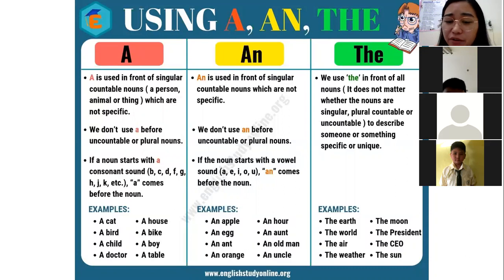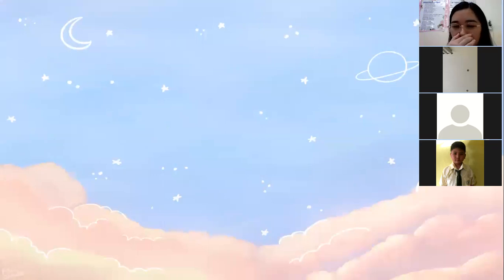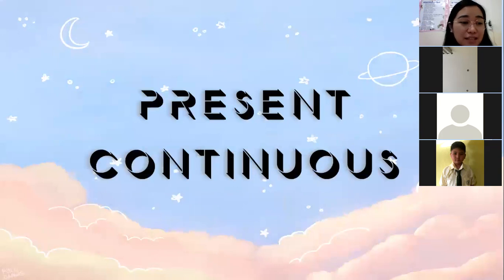It says here the earth, the world, the moon. These are not proper nouns or specific names of things, but we are referring to them as something specific because we only have one earth. There's only one world and there's only one moon existing. Okay? So basically, we're only referring to a certain thing and it's only one, a single thing. So it's specific. Okay? Now let's go to one of our most recent topics, which is present continuous.